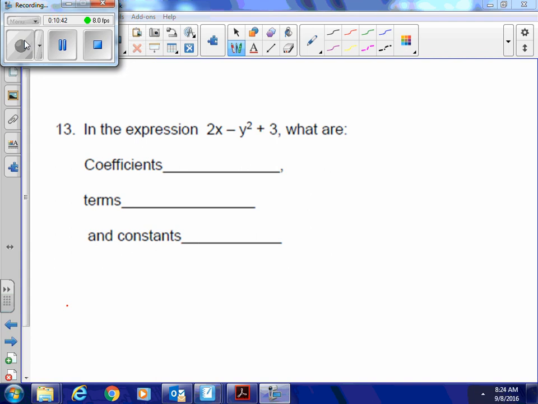Let's list in this expression what are the coefficients. Well, those would be the numbers that are in front of our variables. The first one is 2, and that's obvious. The next one isn't understood, negative 1. The terms, well, we're really going to list everything we see above, and we're just going to put semicolons in between. The first term is 2x, semicolon. The next term is negative y squared, semicolon. The final term is 3. And the constant, there's only one, it's 3.